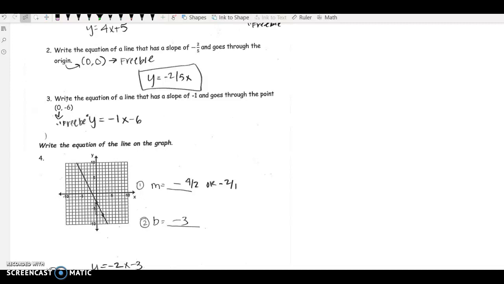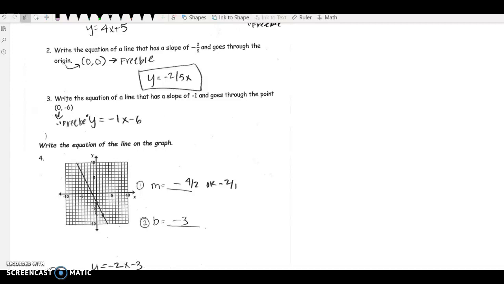Number 3 says write the equation of a line that has a slope of negative 1 that goes through the point (0, negative 6). Again, that's going to be my freebie in this situation. So I get y equals negative 1x minus 6. If you left this as y equals negative x minus 6, that would work as well.